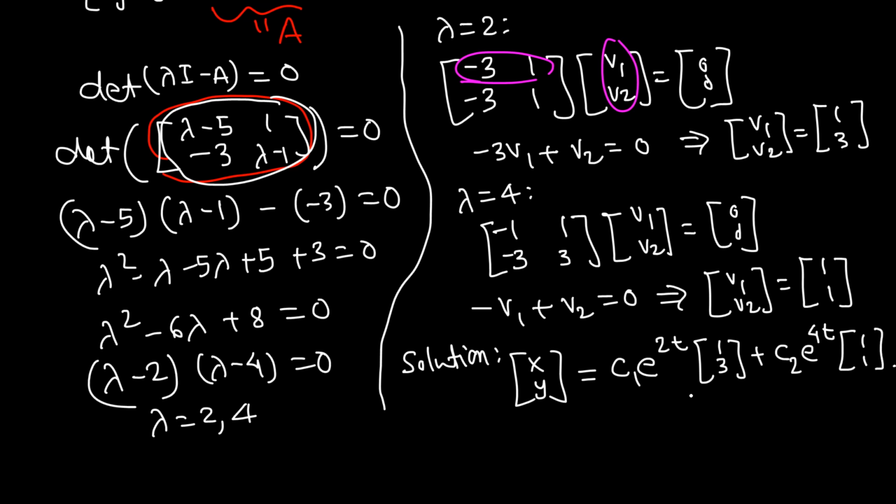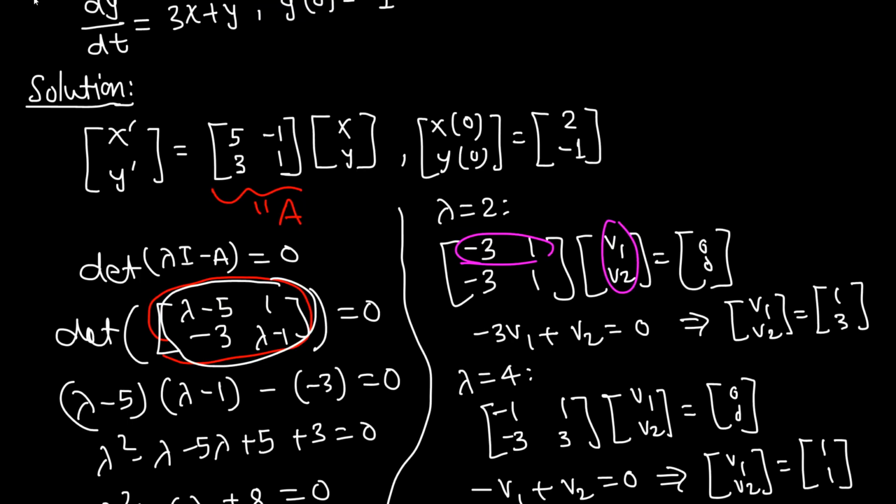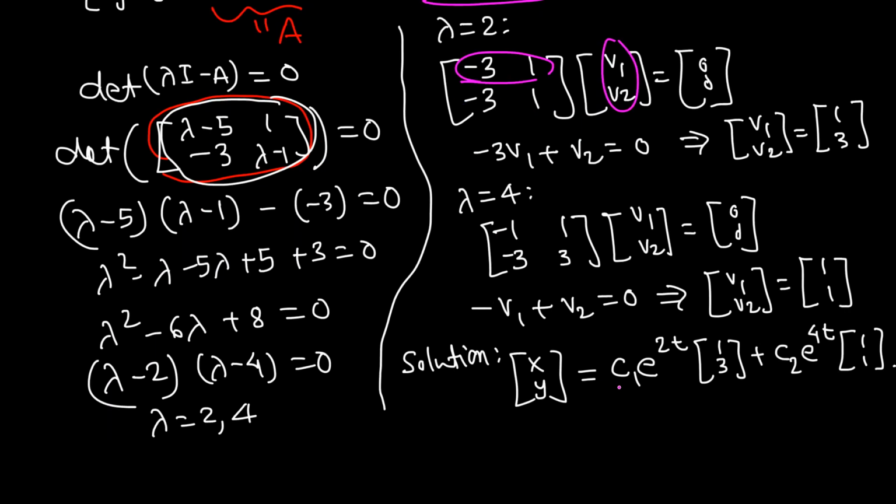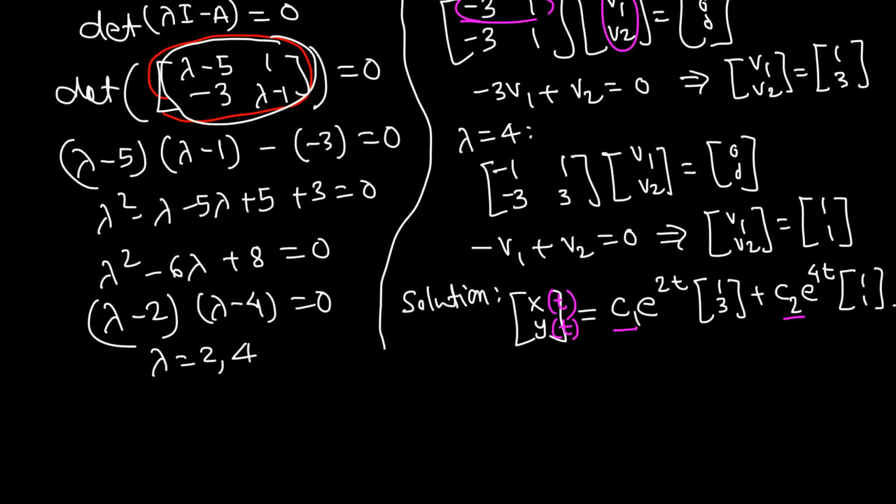Okay, so this is the general solution, but we are given the initial conditions: x at 0 is 2, y at 0 is negative 1. Using these initial values, we can determine the constants c1 and c2. So this is x at any time t, y at any time t. Now we take t equals 0 to apply the initial condition.